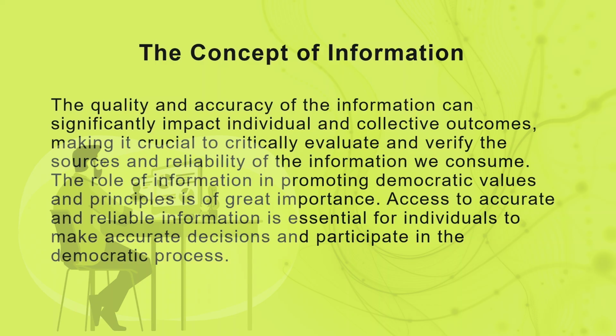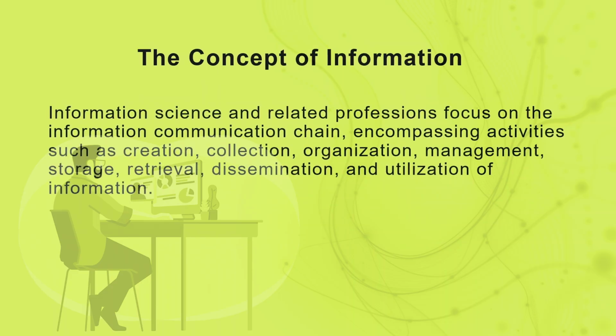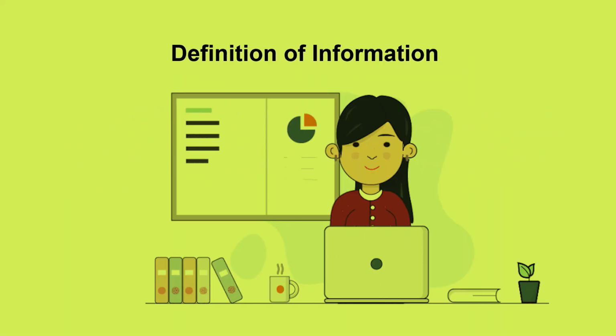The role of information in promoting democratic values and principles is of great importance. Access to accurate and reliable information is essential for individuals to make accurate decisions and participate in the democratic process. Information science and related professions focus on the information communication chain, encompassing activities such as creation, collection, organization, management, storage, retrieval, dissemination, and utilization of information.